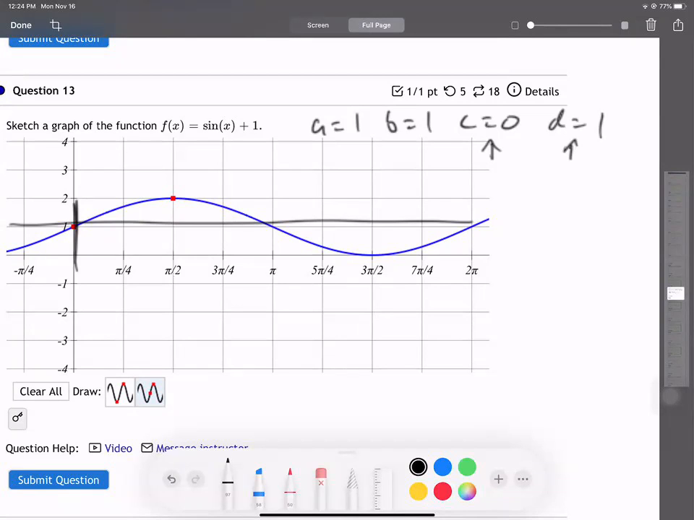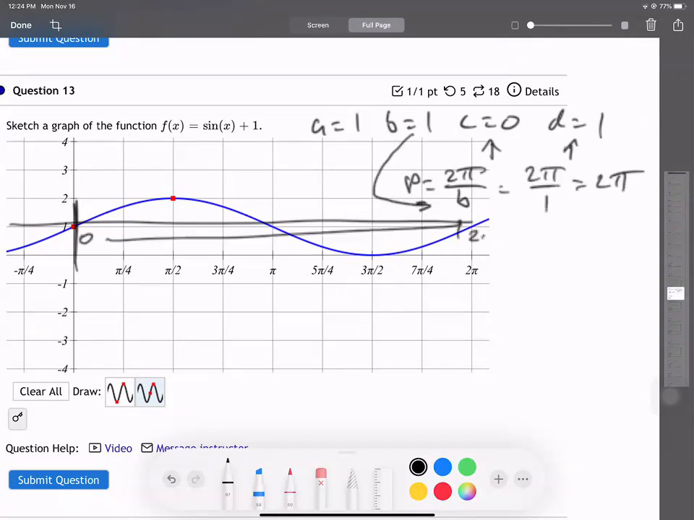Now, Marco, what's the period of this problem? P is 2 pi over what letter? You probably say in your head, the letter is B, right? 2 pi over B. And my B value is 1. So it's 2 pi over 1, which is 2 pi. That means we have to start at 0 because we started at 0. We have to finish the graph at 2 pi.